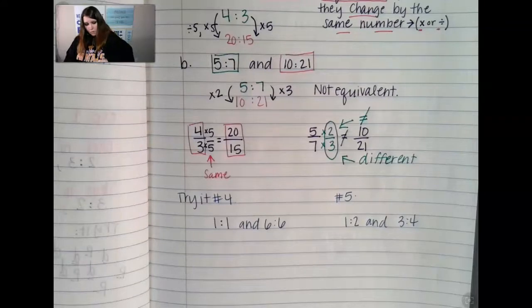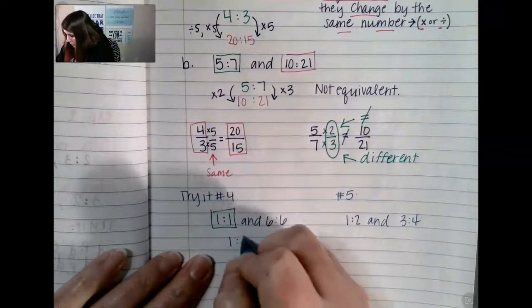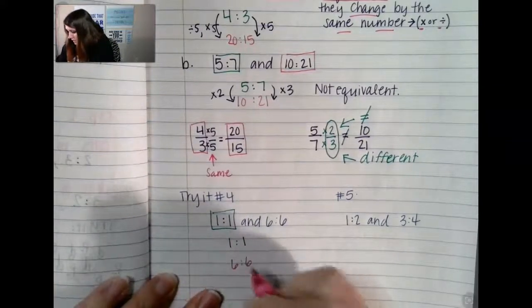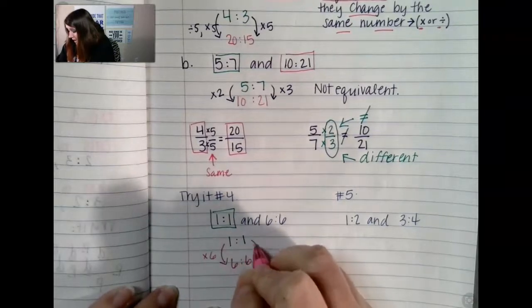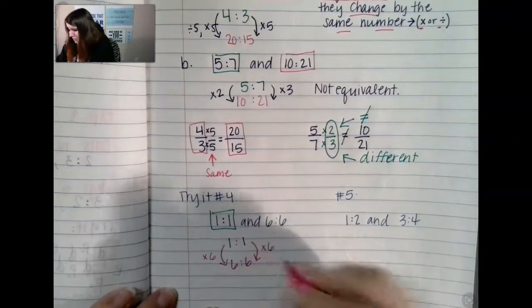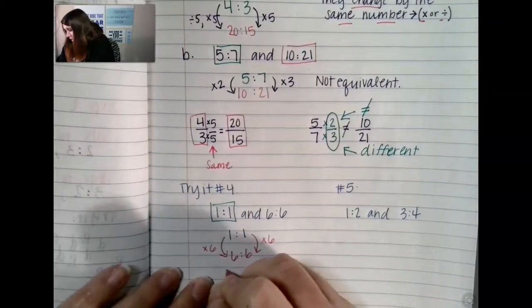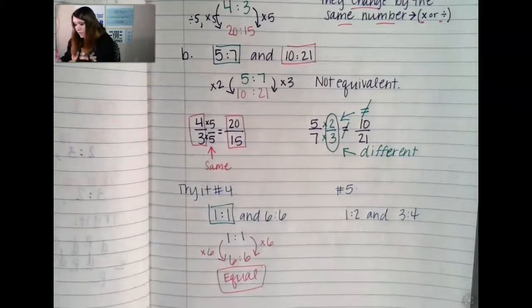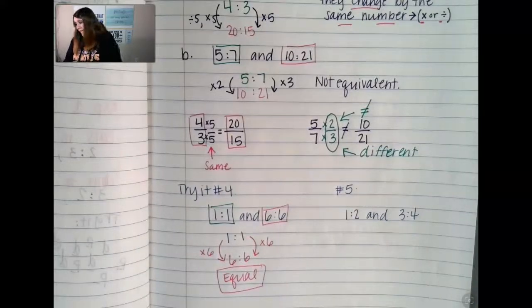All right, so I want to know, are these 2 things equivalent? So I'm going to start with my first one, 1 to 1, and my second one was 6 to 6. And when I compare these, I know to get from 1 to 6, I'm multiplying by 6. And to get from 1 to 6, I'm multiplying by 6. So yes, these are equivalent. So these are equal.